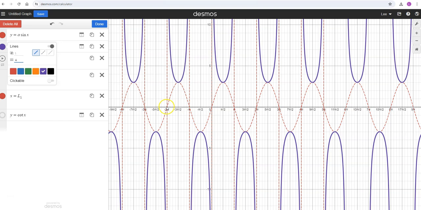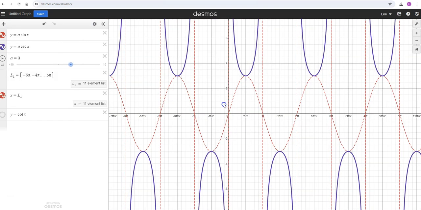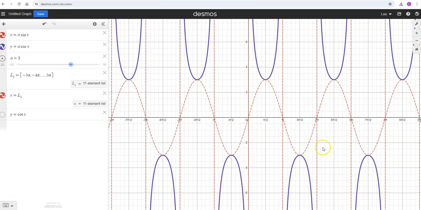So a lot of times if you're sketching these by hand, you'll go ahead and just sketch maybe 1 or 2 cycles of a sine curve. Then you'll attach those peaks and valleys to each other. And then you'll just go away from the midline toward the asymptotes. And that'll be your cosecant curve.